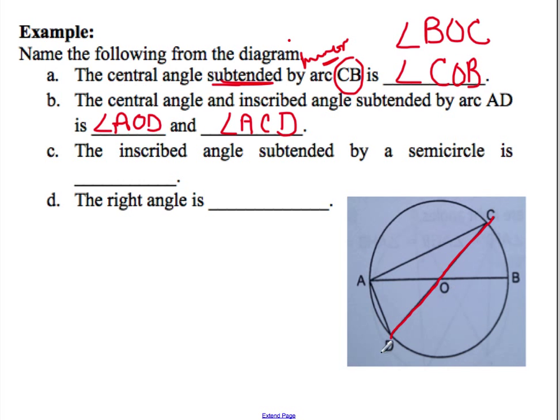But let's talk about this diameter. So if I start at D and I go to A and I end at C, that would be an inscribed angle that's subtended by a semicircle. And a semicircle would have to be like a diameter because it cuts the circle in half. And the right angle looks like it's the same thing. B, A, C. Okay. Looks like that's the only right angle that would come close.